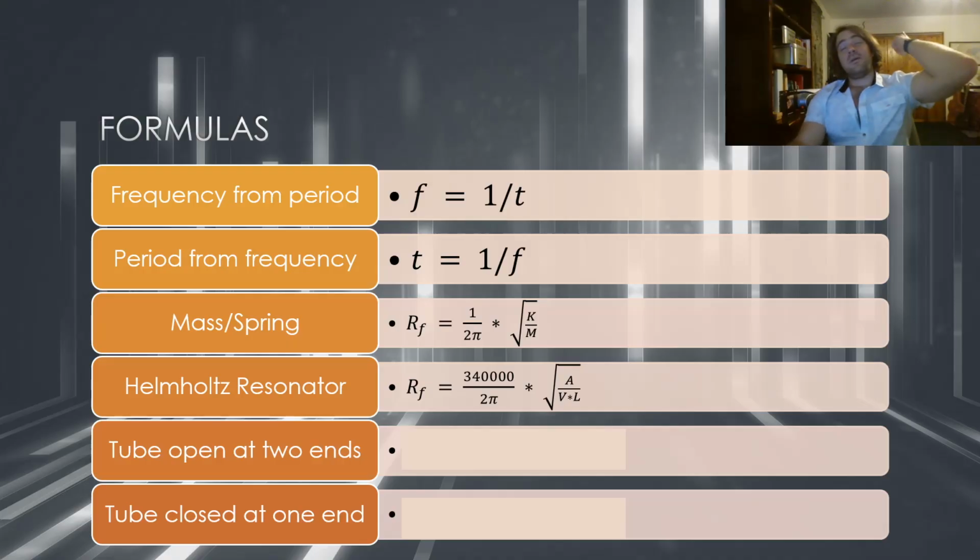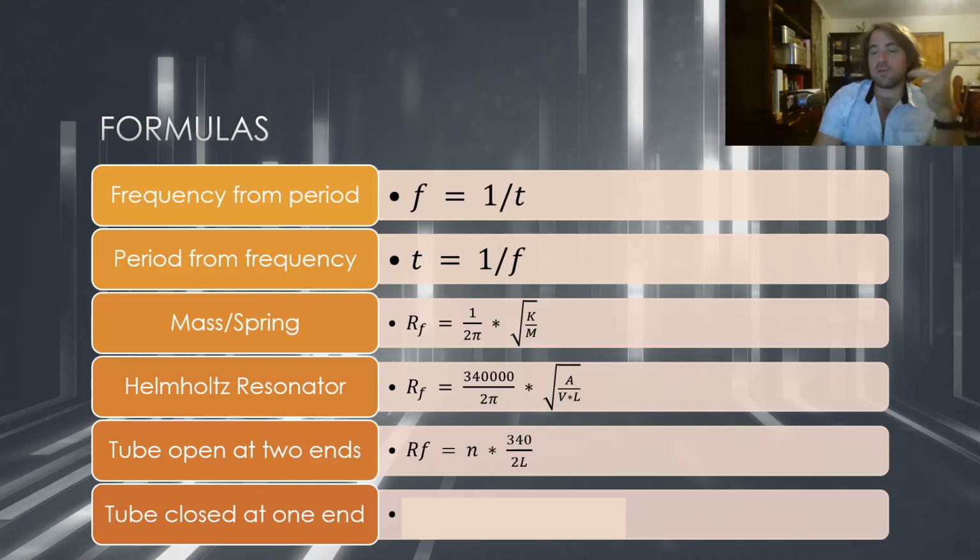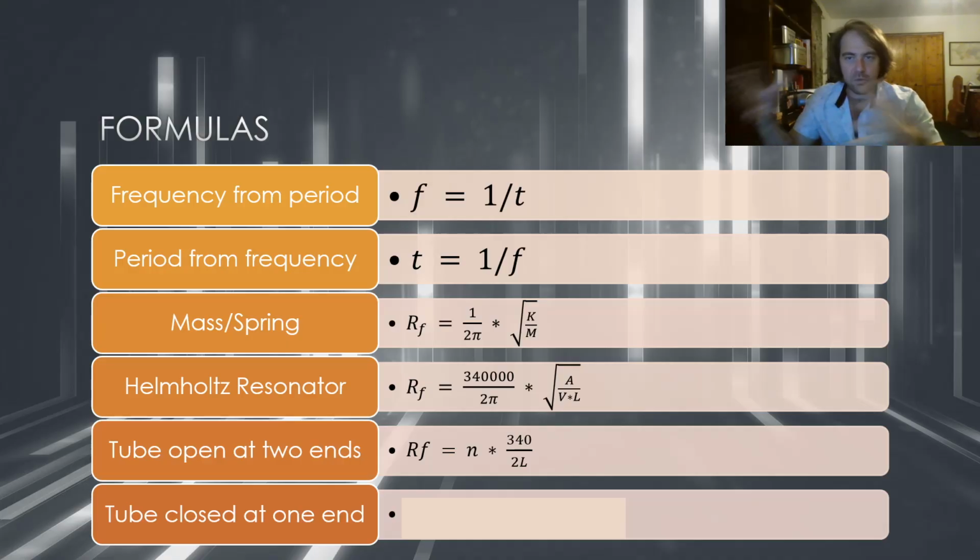What about a tube open at two ends? Well, the resonant frequency equals N times 340 over 2L. N, now we have many resonant frequencies, right? So it's a tube. There's many resonant frequencies. I'll ask you for the first 4. So you can put 1 in for N, 2, 3, and 4 in for N. That's what the N is for. And then 340, speed of sound, over 2L. So 340 meters per second. All of your lengths are going to be in meters.